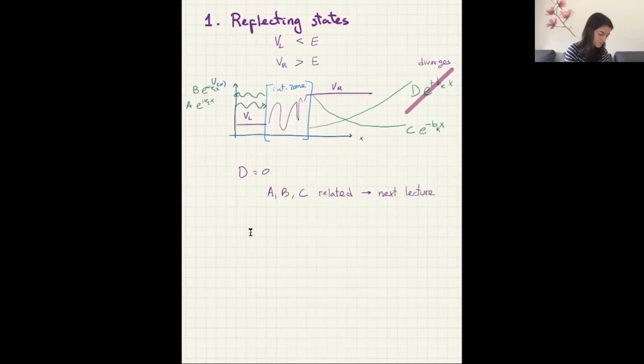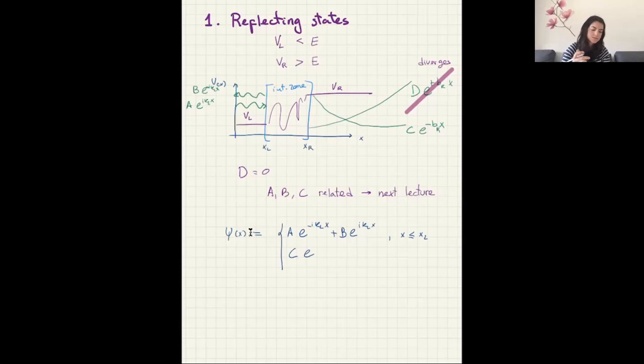But overall, what we know about the wave function is, well, it's going to be some A e to the minus i k left x plus B e to the i k left x, if x is smaller than x left. It's going to be C e to the minus beta right x, if x is larger than x right, and it's going to be something else that we don't know yet. It will depend on the actual potential between x left and x right. Okay. So that's the general solution. And we'll leave it at this for now, okay?